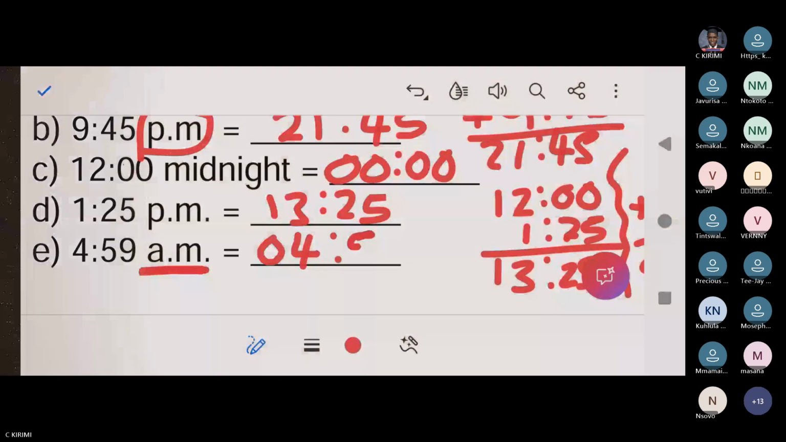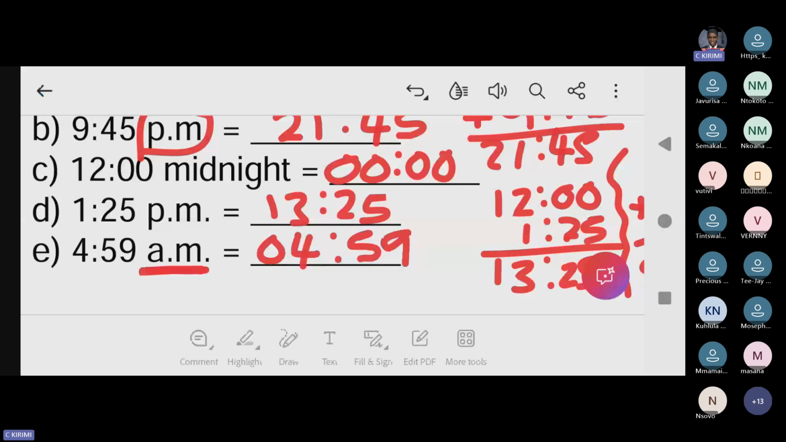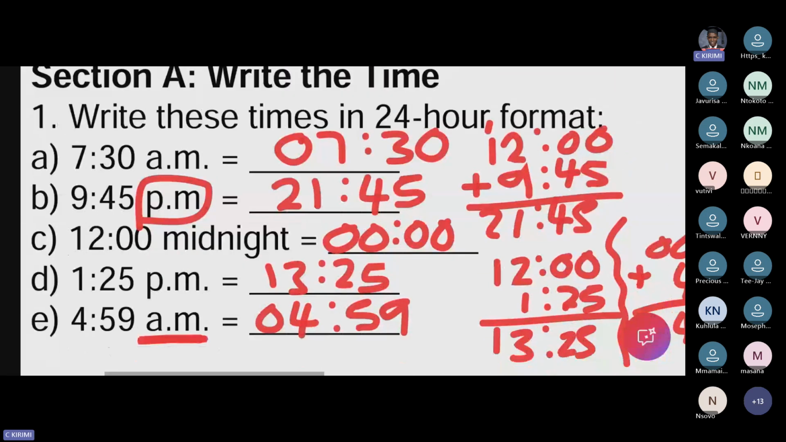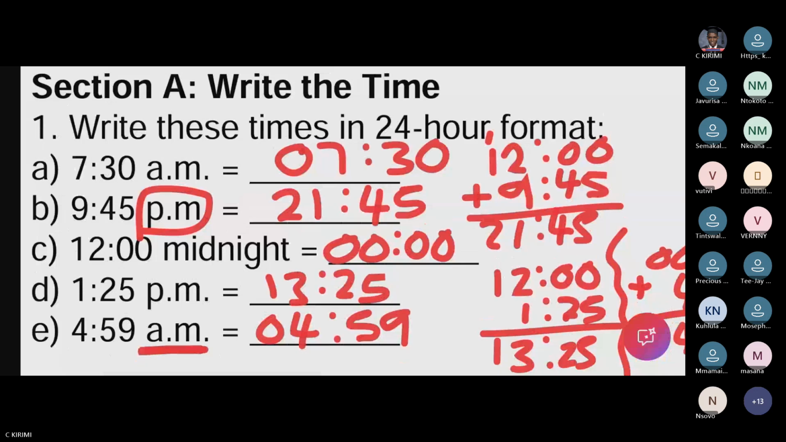For 24-hour notation, we don't have a.m. and p.m. And for 12-hour notation, we don't have that 0 in front of the hours. Okay.